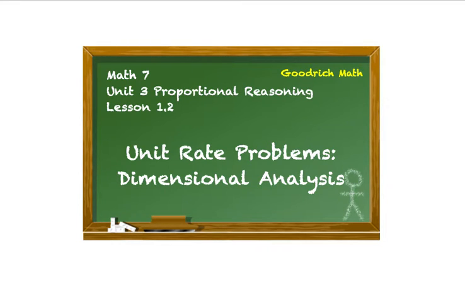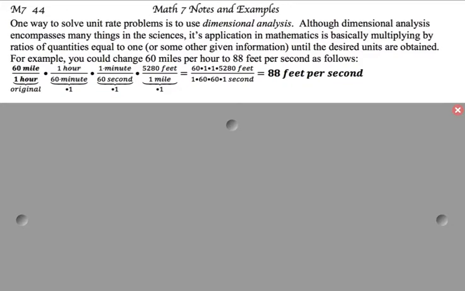Math 7, Unit 3, Proportional Reasoning, Lesson 1, Part 2, Unit Rate Problems and Dimensional Analysis. One way to solve unit rate problems is to use dimensional analysis. Although dimensional analysis encompasses many things in the sciences, its application in mathematics is basically multiplying by ratios of quantities equal to 1 or some other given information in the problem until the desired units are obtained.